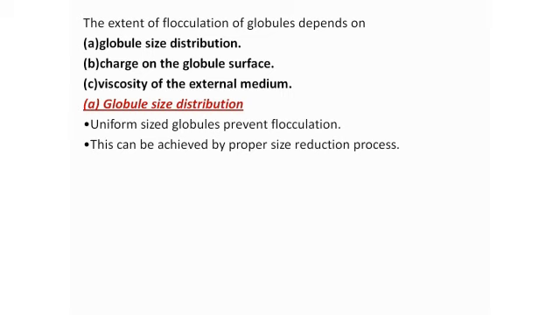So number one, let's discuss globule size distribution. How can you control it? Simple. Uniform size globules, meaning the same size globules, prevent flocculation, and this can be achieved by a proper size reduction process. If we perform proper size reduction, then all the globule sizes will come close to one another, meaning they will have a uniform size distribution.